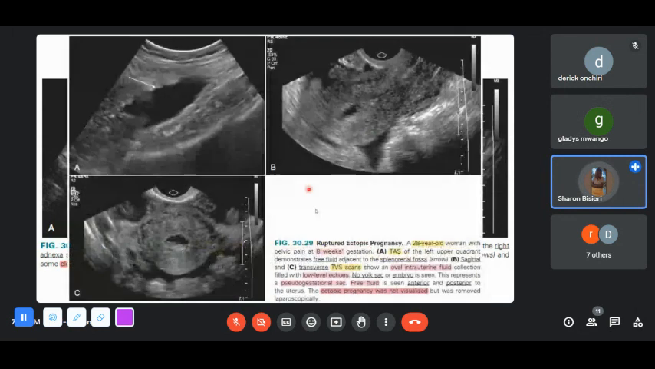We'll go to the next one. So this next set of images also belong to one patient, a 28-year-old female who presented with pelvic pain at 8 weeks gestation. Image A is an ultrasound of the splenorenal fossa, and it's showing this anechoic fluid collection. On examining the pelvis, this is a transvaginal scan showing the sagittal view of the uterus. This is the anterior wall, fundus, posterior wall.